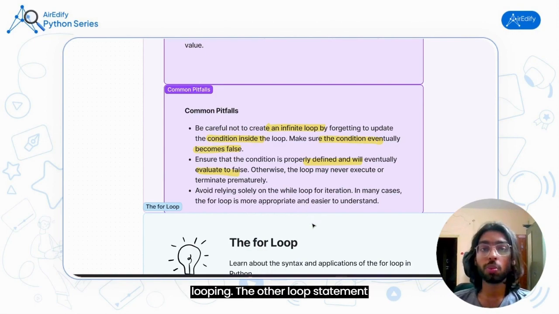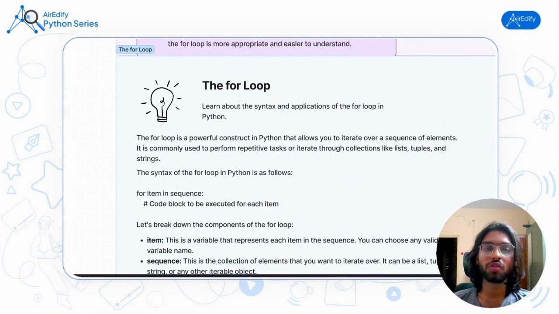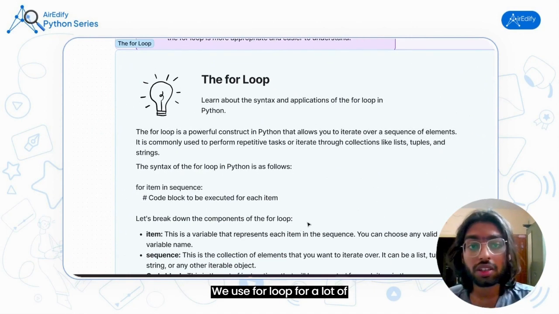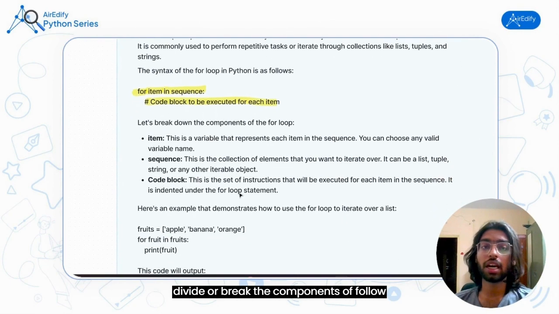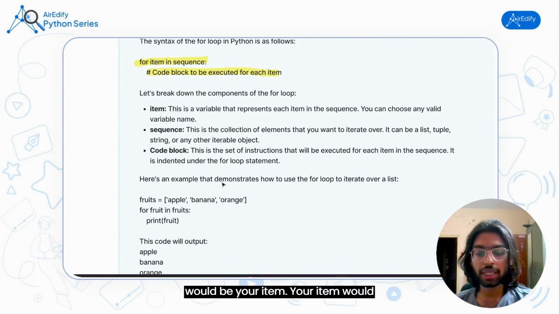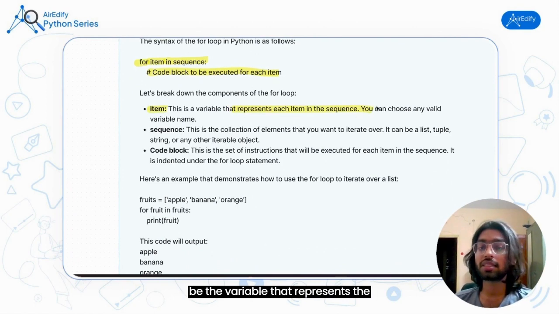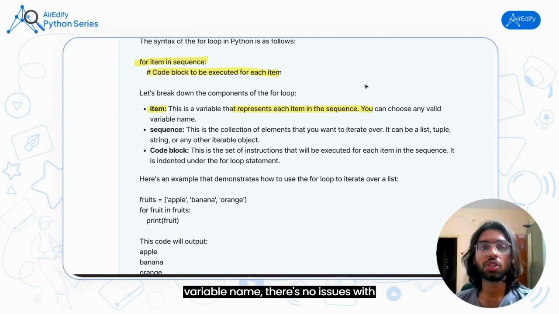The other loop statement that we have here is called the for loop. Now, we use the for loop for a lot of reasons. Let's try to break the components of the for loop into 3 different sections. First would be your item. Your item would be the variable that represents the sequence. You can choose any valid variable name. There's no issue with that.